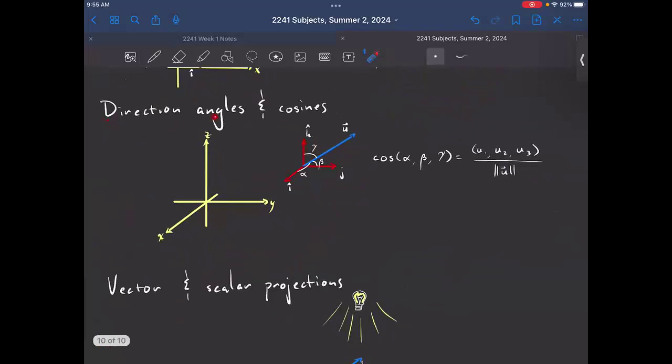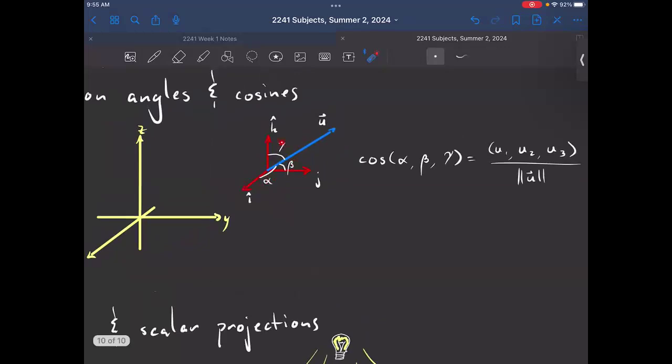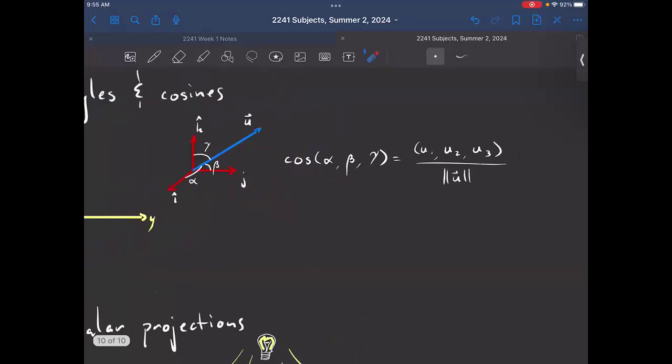All right, so next is the direction, angles, and cosines. This is just finding the angle between a given vector and some very specific vectors, your basis vectors, I, J, and K. And so the direction angles for this basis are usually called alpha, beta, and gamma, the Greek letters. And I've done some shorthand notation here, but basically this is just meant to be cosine of alpha equals the first coordinate of u divided by its norm. Cosine of beta is the second coordinate of u divided by its norm. Cosine of gamma is the third coordinate of u divided by its norm.